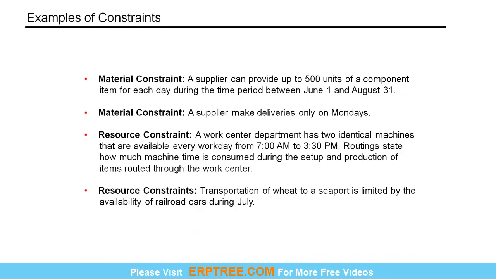Going ahead, examples of constraints are the material constraint, the resource constraints mainly, and another one called the supplier constraint as well. An example of a material constraint might be that a supplier makes deliveries only on Mondays. Or maybe the business receives goods only on Fridays. These might be constraints. For a resource constraint, the resources might be available from 7 to 3:30. So these are the typical constraints which businesses use.